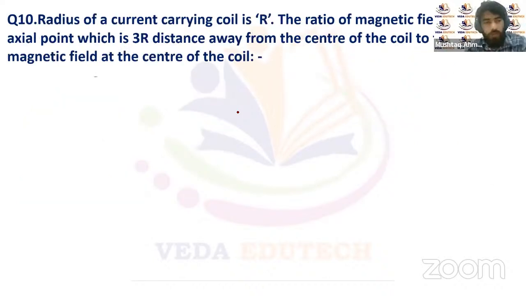Now moving on to the next question, question number 10. The radius of a current carrying coil is R. The ratio of the magnetic field at an axial point, which is 3r distance away from the center of the coil, to the magnetic field at the center of the coil. Now let's suppose this is the coil of radius R.